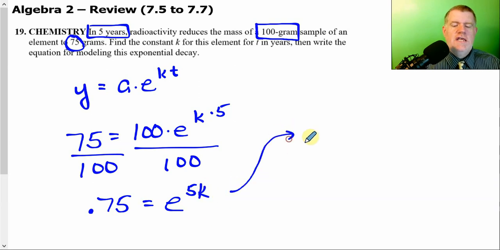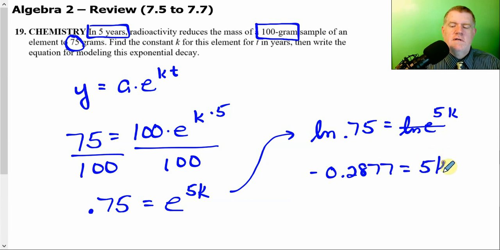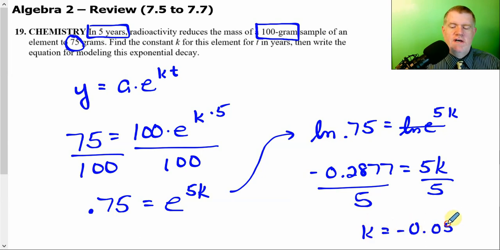And how do you undo an e when you're looking for an exponent? Natural log. Oh, that was a bad 5. All right, that's gone. 5k drops in front. So the natural log of 0.75 is -0.2877. I'm going to divide by 5. And k is going to equal -0.0575.